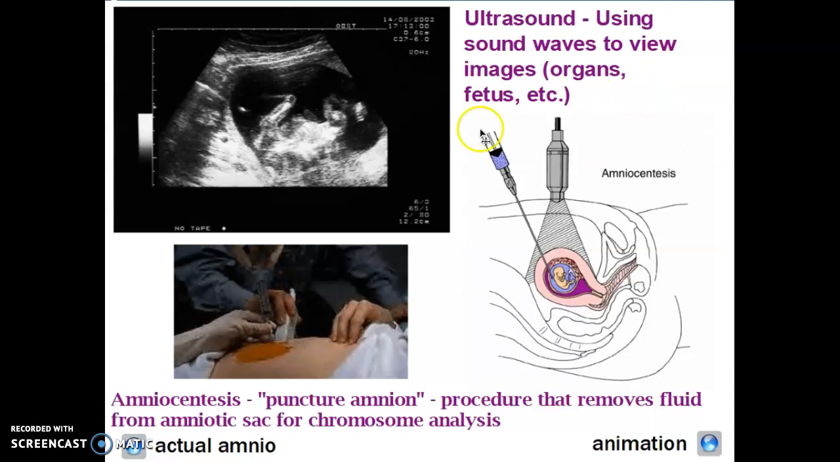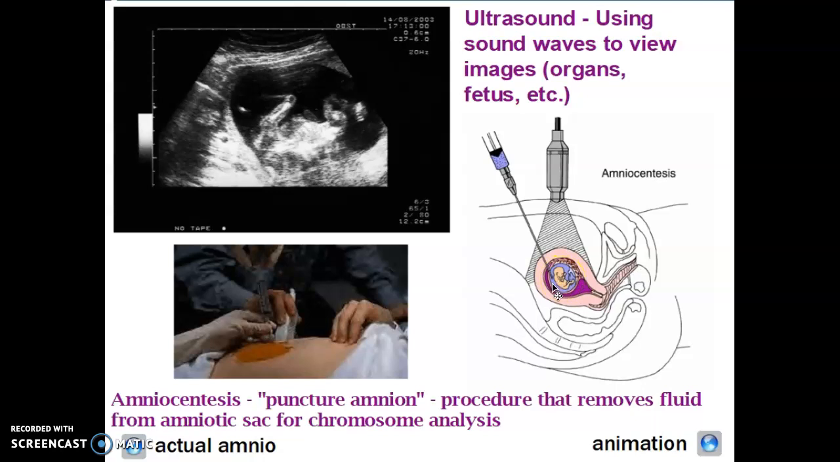Okay, so let's say this is a woman and they actually see something that they're not quite sure of. So then something else they might do is something called an amniocentesis. And that actually means puncture the amnion, which is the sac that our developing babies grow up in. Okay, so what they do is under the guidance of the ultrasound, they stick this really long needle in there, and they're not jabbing the baby, guys.